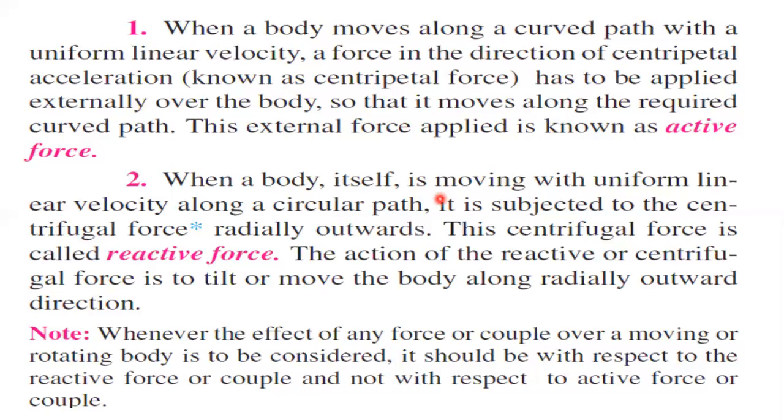This is the basic example, and we are also going to see the same two types of force in a gyroscope. One is the centripetal force, which acts towards the center. This force helps to keep the body moving along the curved path, and it is called an active force, and the corresponding couple is called an active gyroscopic couple. This is condition 1. Condition 2: when the body is moving with a uniform velocity along a curved path, there will be a centrifugal force acting radially outwards, that is, away from the center.